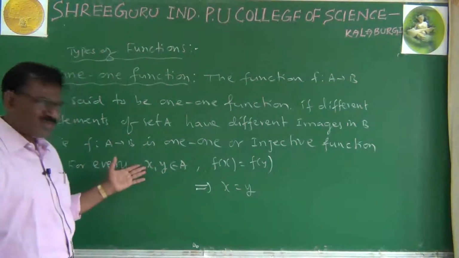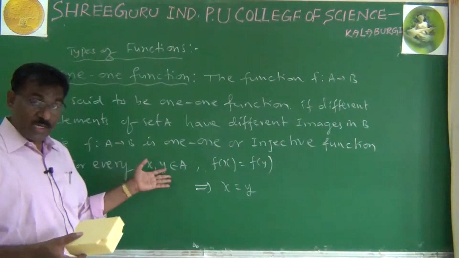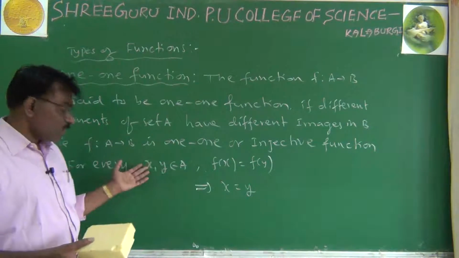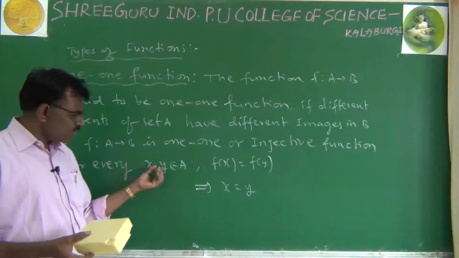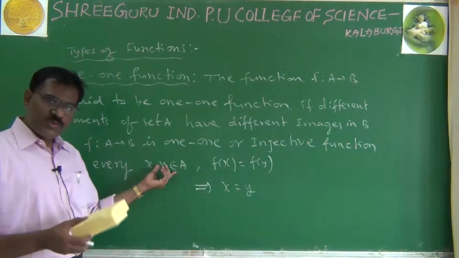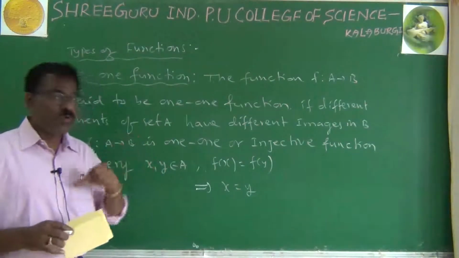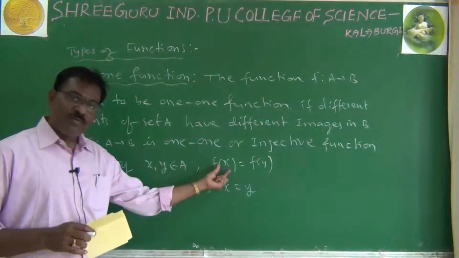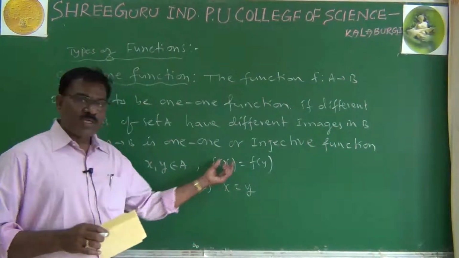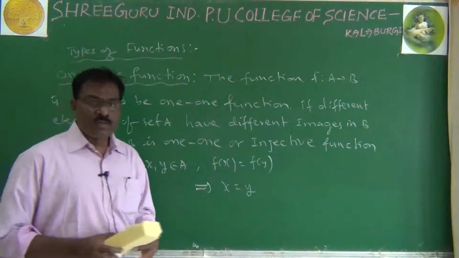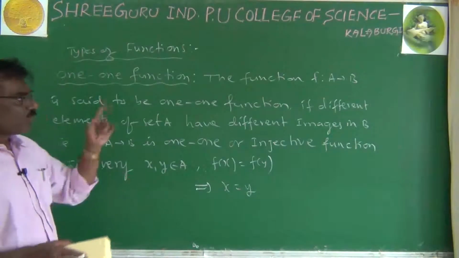Not only x, y; in some textbooks x1, x2 is given. Even you can take y1, y2, but these two are not codomain, these two are domain only. You have to select two different elements of the domain. So you take f of x equal to f of y, and you have to prove x equal to y. Then you have proved the function f is one-one. Okay, clear? Repeating once again.